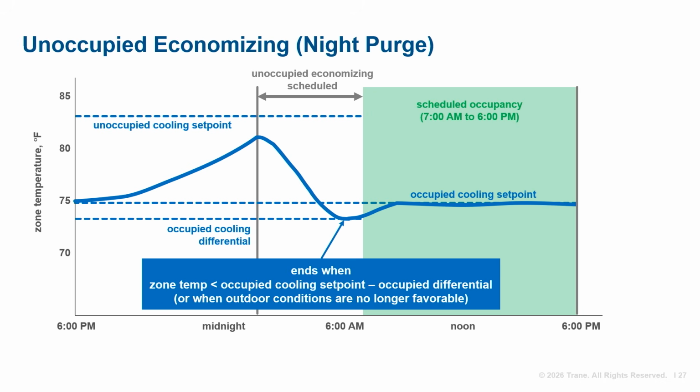cool down period. Unoccupied economizing uses the BAS to determine if the condition of the outdoor air is suitable for free cooling, which is allowed if the outdoor air dry bulb temperature is 15 degrees cooler than the current zone temperature. In addition, an outdoor air humidity or enthalpy sensor can be added to prevent unoccupied economizing when the outdoor air is cool but humid.